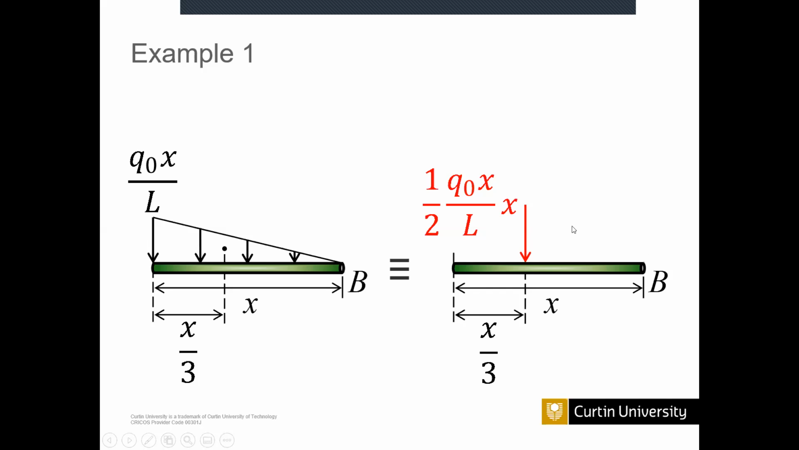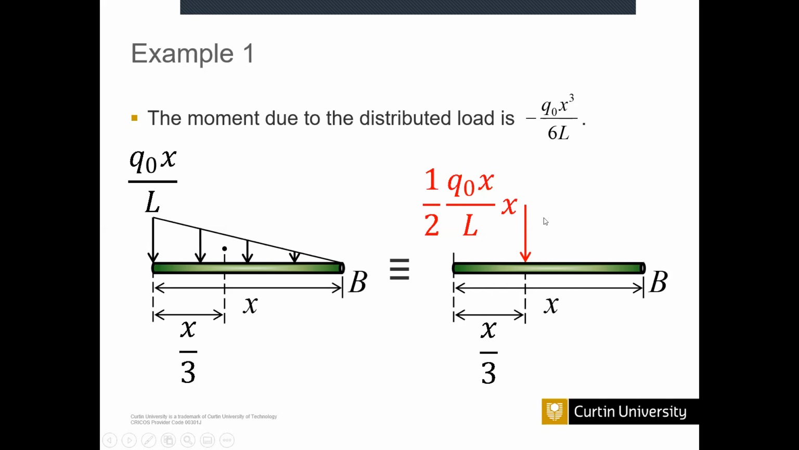Okay. So this is equivalent. These two are equal. Now we know the equivalent point load. Now you can find out the bending moment around this point due to this distribution load. So this load is multiplied by this distance. It is also sagging, so it is minus.